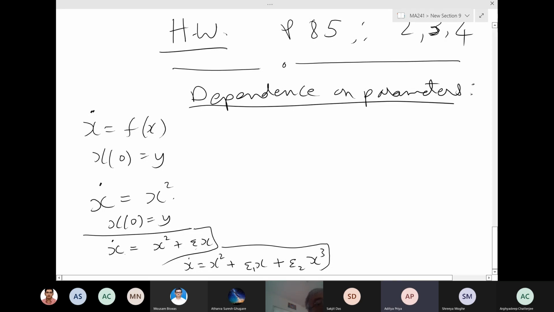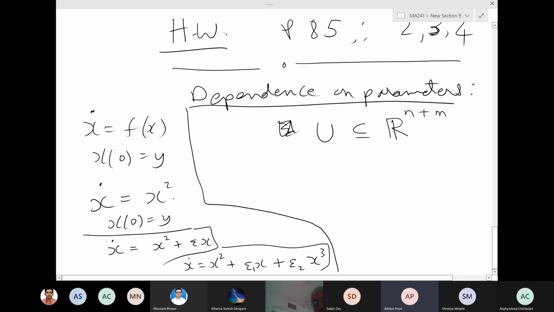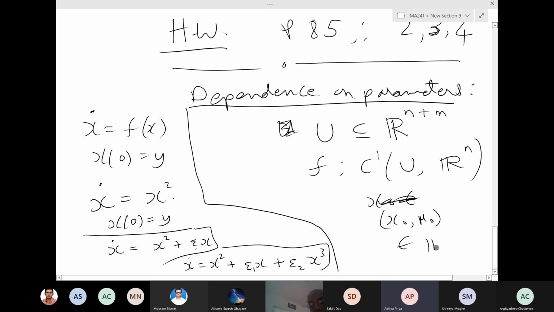Rm. And so let's see what the setup is. Let us take U to be an open subset of Rn plus m, and f from C1 U back to Rn, and x naught, mu naught a point in Rn plus m, which I'm thinking of identifying with Rn cross Rm. So it's a pair, x naught, mu naught in Rn plus m.